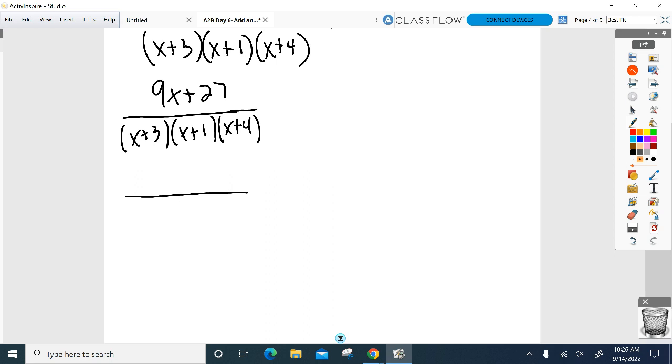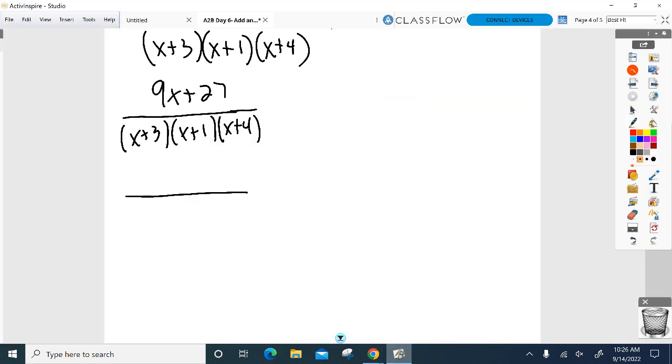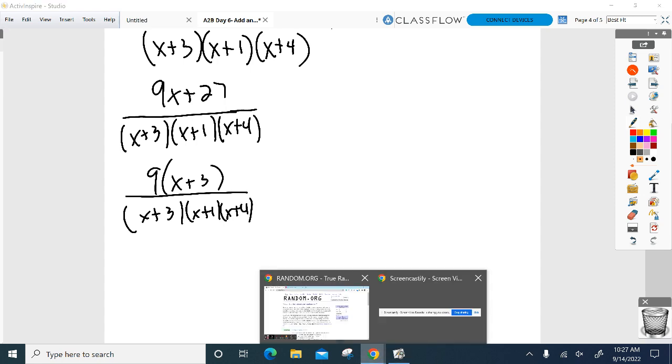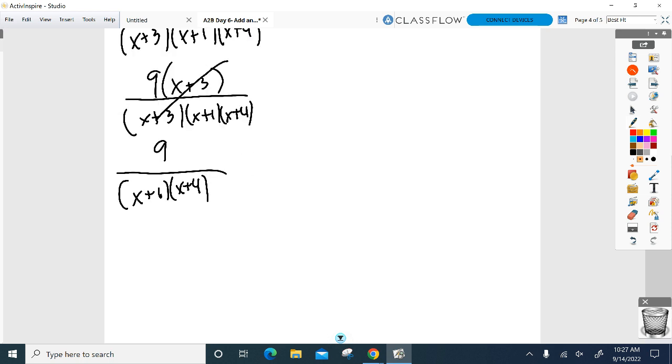But I didn't box it in because I'm not done, because 9x plus 27 can go further. How? You could take 9 out of it, so it'd be 9 times x plus 3. Got it. And we could keep growing further. How? The x plus 3 counts. Good job. So here's my final: 9 over x plus 1 times x plus 4. That's what I'm working with now. Any? Yeah, sure.